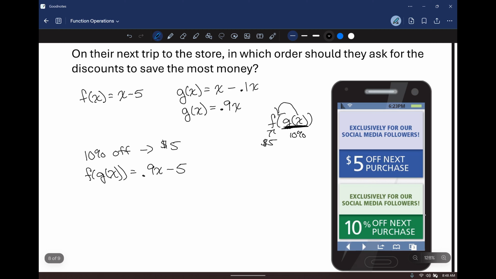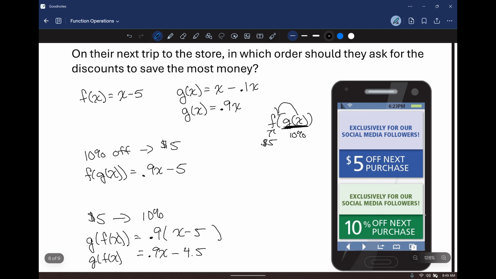Okay, and then let's do the $5 off followed by the 10%. So that would be g of f of x. I'm going to write down g of x, but I'm going to put a big parenthesis where that x is and replace it with f. And then I have to distribute. So 0.9 times x is 0.9x. 0.9 times negative 5 is negative 4.5.